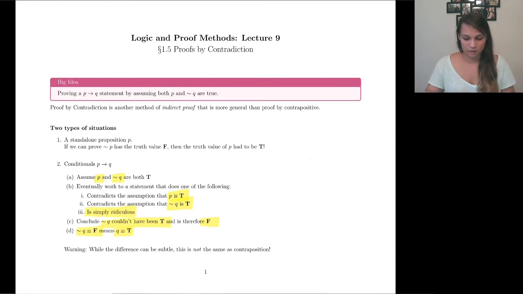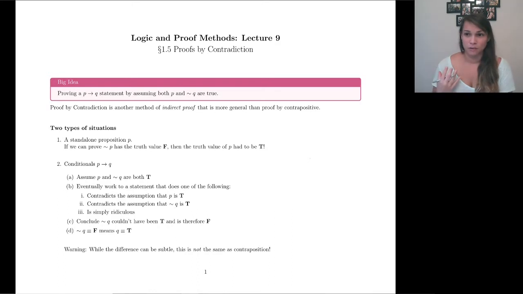Warning, I'm just going to pre-say this. You guys might get confused and you're like, oh, which one's contradiction? Which one's contraposition? The difference can be subtle. Specifically, whenever you end up in this case, the difference is very subtle. But be sure, try to keep them straight. We will work on keeping them straight.